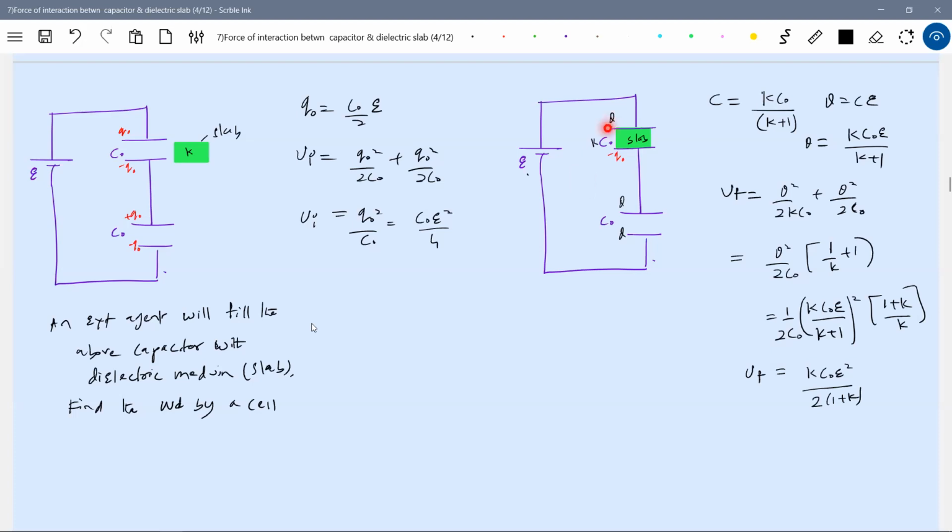If Q is greater than Q naught, what does it mean? The battery did positive work, because you just look at the charge of this plate. If the charge of this plate increases, the battery should push that additional charge. So positive charge leaves, and the battery does positive work.